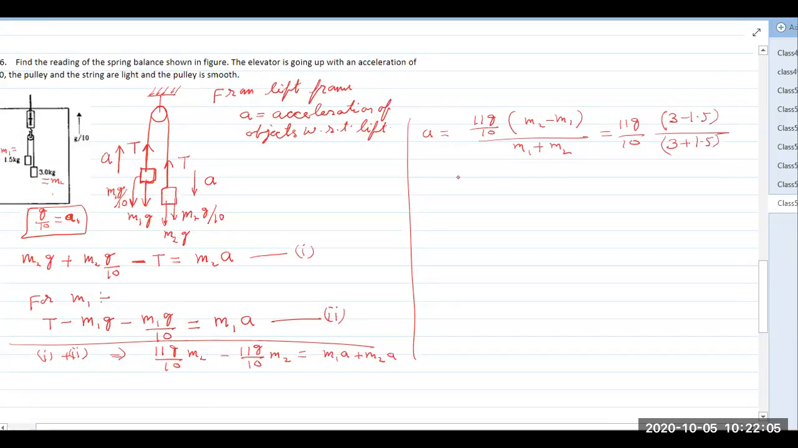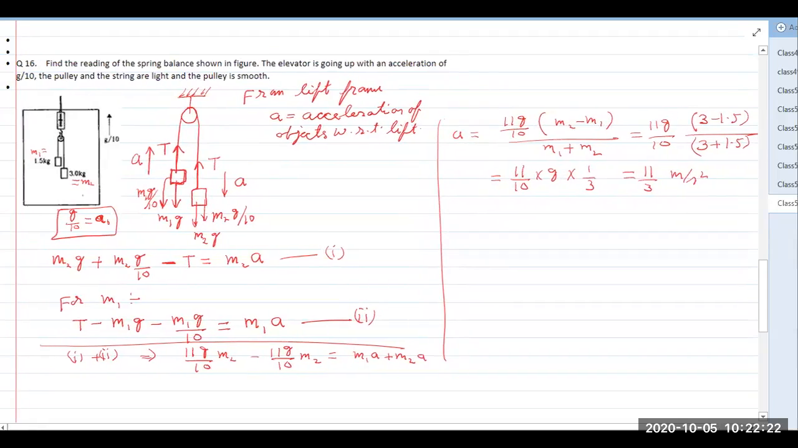So how much is it? It will be 1/3 actually. This whole thing will be 1/3. So 11 by 10 into g, that is 11 by 3 meter per second square. Okay, so this will be the acceleration of the objects. Or we can write 11 by 3, or you can also write it as 11 by 30.